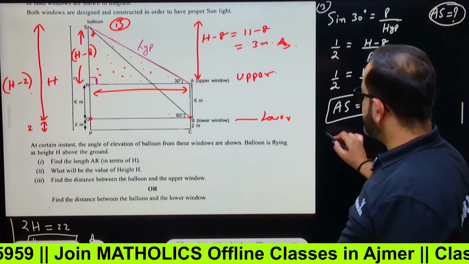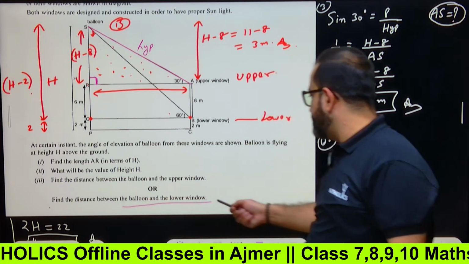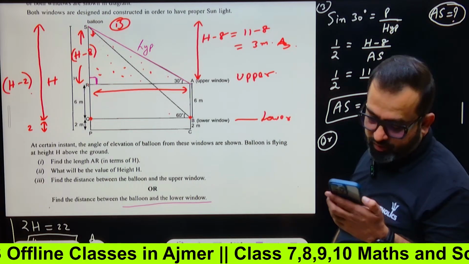Now it's the OR part. What does it say? It says find the distance between the balloon and the lower window.